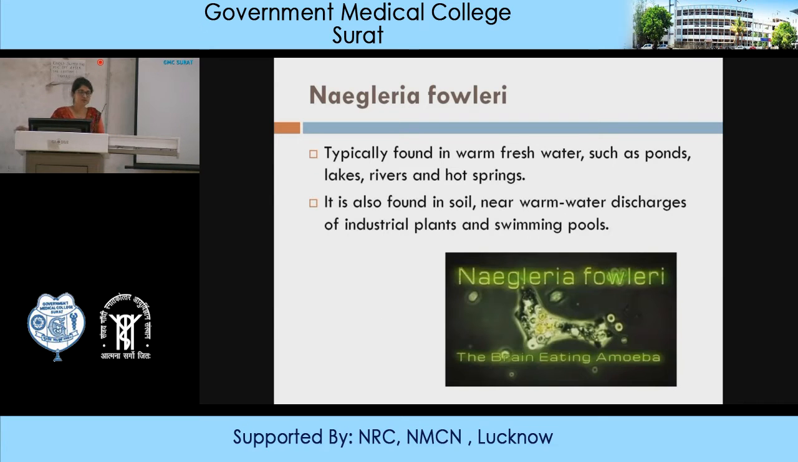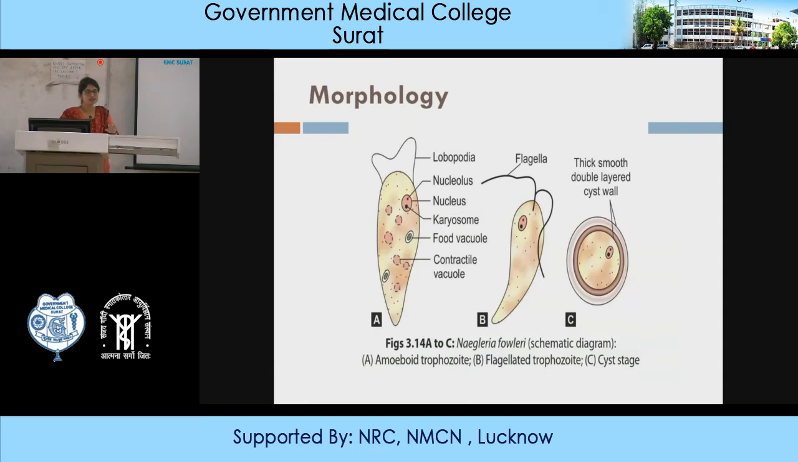We'll go through the first, that is Naegleria fowleri. They are basically present in hot fresh water bodies like ponds, lakes, rivers. They are also found in the soil and near warm water discharges. They exist in two forms, the trophozoite form and the cyst form. The trophozoite has two forms, the amoebic form and the flagellated form. Now this amoebic form is the invasive and infective form of Naegleria fowleri.